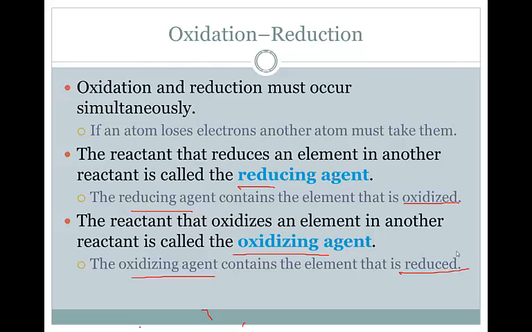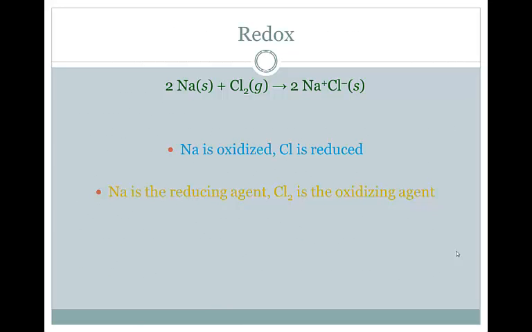So let's take a look at this. Sodium is a 0. Chlorine is a 0. Let's pair them up. So, number line: sodium starts at 0 and is going to a positive 1. It's becoming more positive, which means it's losing electrons, which means it's being oxidized. Because it's oxidized, that means sodium is the reducing agent.